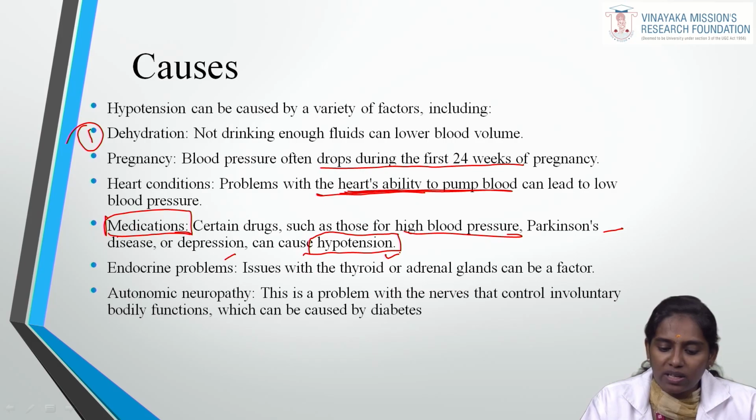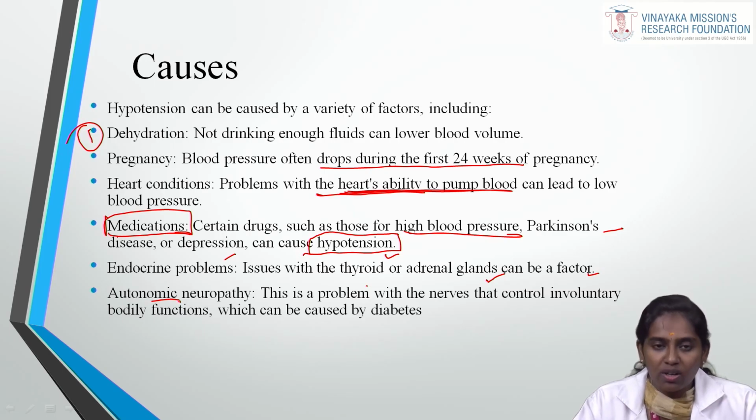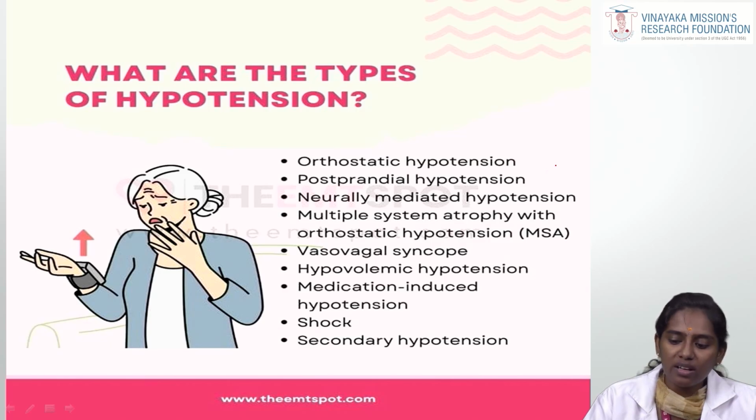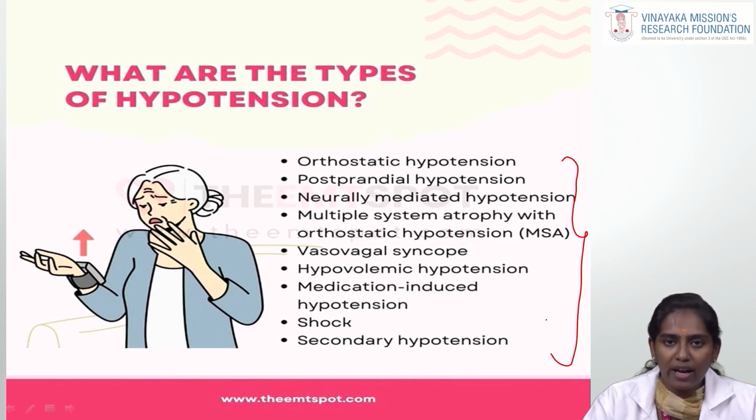Then endocrine problems, issues with the thyroid or adrenal gland can be a factor. Then autonomic neuropathy, this is a disorder. This is a problem with the nerves that control involuntary body functions. You cannot control your body functions, which can be caused by diabetes. Autonomic neuropathy is caused by diabetes. These are all the causes of hypotension.